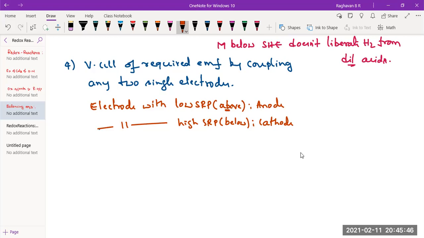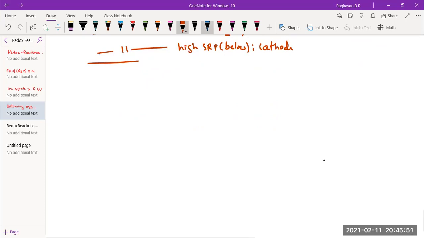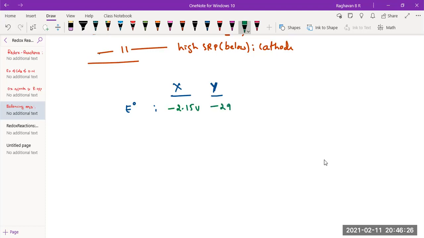Also, the data can be given in different ways. Let's say there are two elements X and Y. I'll give different data, and under that data you have to tell me whether X is anode or Y is anode, or cathode. Potentials I'll give, reduction potentials. X is found to be minus 2.15 volt, and Y is minus 2.93 volt. Which is anode? Which is cathode?